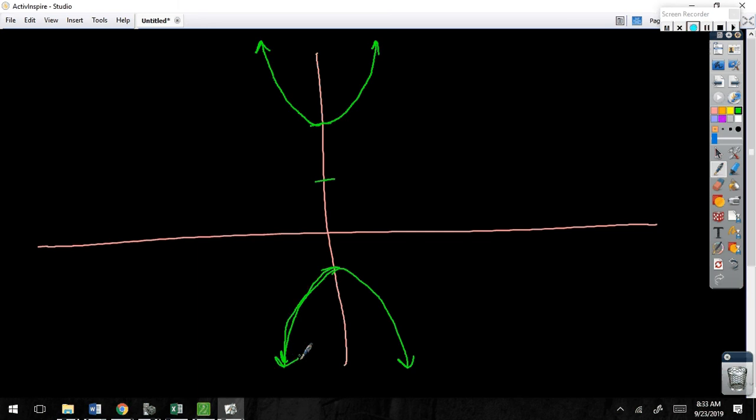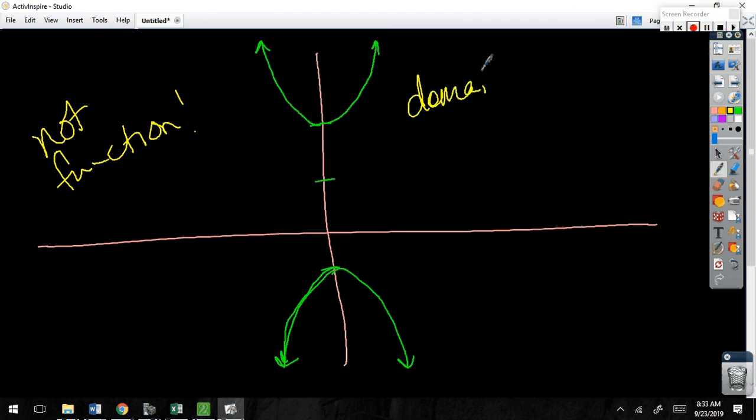Is it a function? No. Why? Because you put a vertical line through it, so it fails the vertical line test, right? Not a function. But I can still do domain and range on this not a function. I certainly can. The domain would be negative infinity to infinity, yes, and the range is -1 to 2.